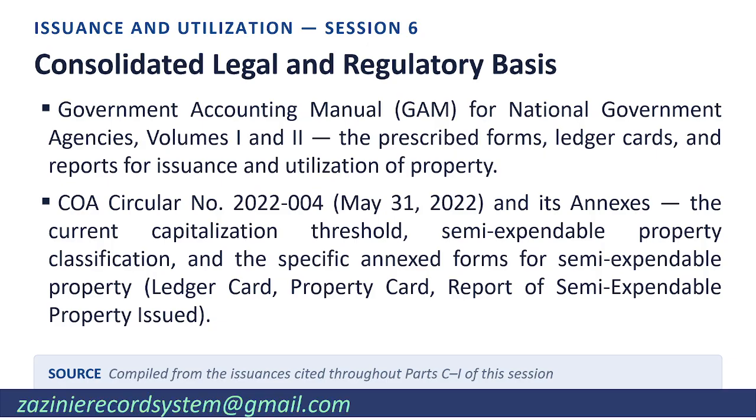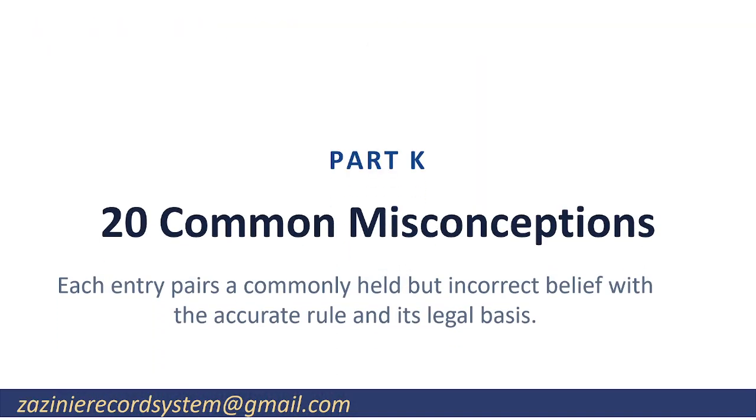Next slide. Part K, 20 Common Misconceptions. Each entry pairs a commonly held but incorrect belief with the accurate rule and its legal basis. This part tests your understanding by presenting 20 commonly held but incorrect beliefs about issuance and utilization, each paired with the accurate rule. Next slide.